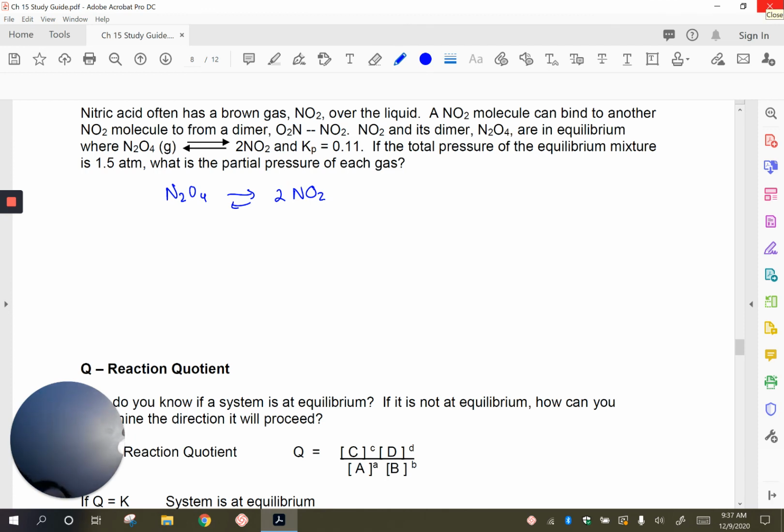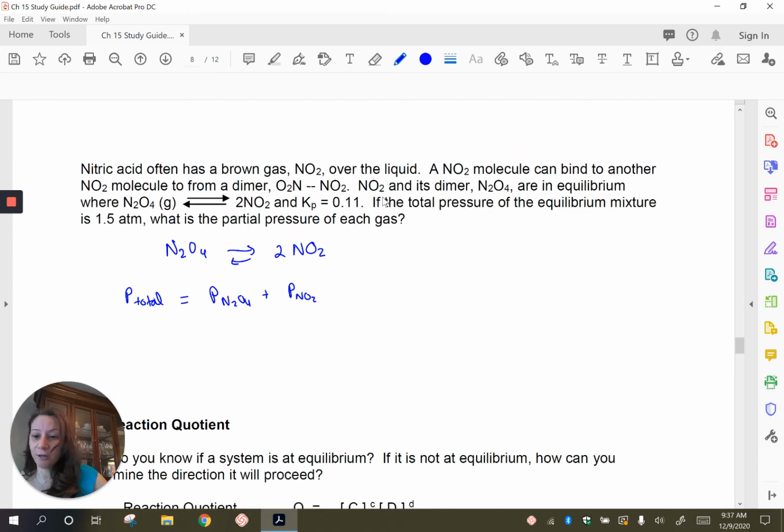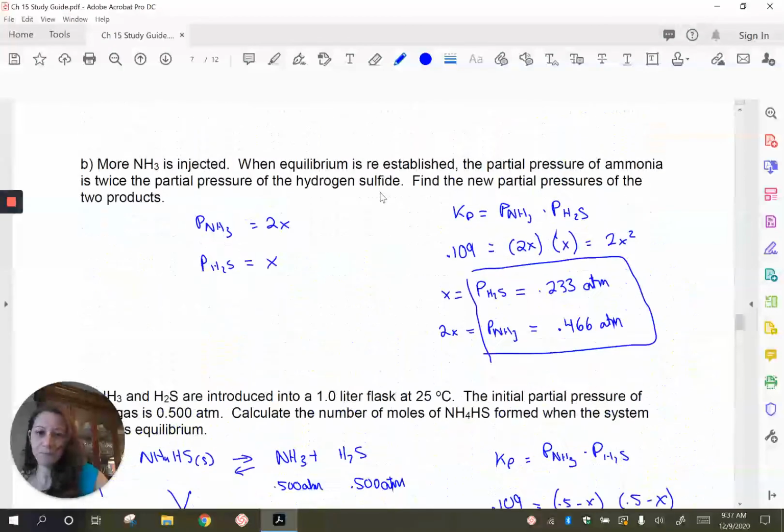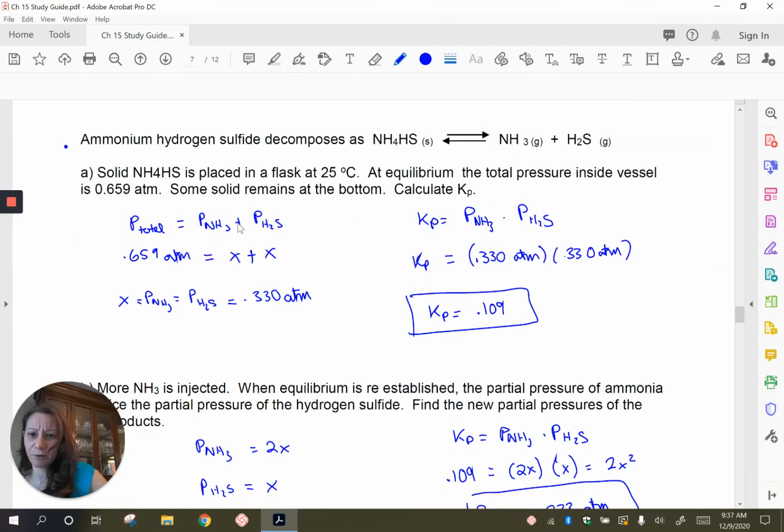Well, what do we know? We're given Kp and we're given the total pressure. So let's see, P total is going to be the partial pressure of all the gases in the reaction. So we have N2O4 and we have the partial pressure of the NO2, right? Both together. Now, can I say that the partial pressure of the NO2 is twice as much as the N2O4? The answer is no. I cannot say that. I cannot relate it.